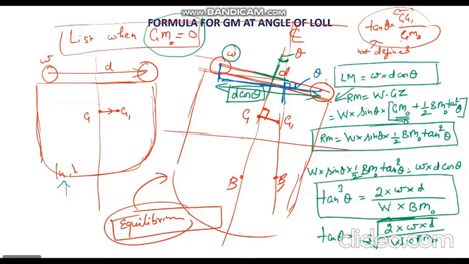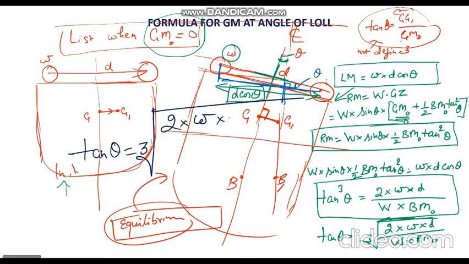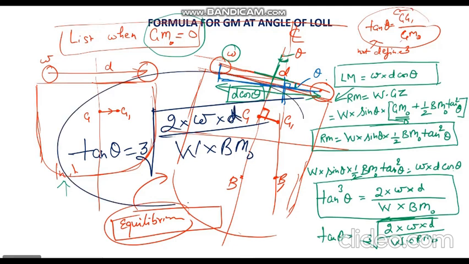If you have understood the derivation, good enough. If you have not understood the derivation, never mind. Please remember that if the initial metacentric height is 0, then to calculate the list, you'll have to take the cube root of 2 into w into d upon W into BM. Can you take down the formula, guys?